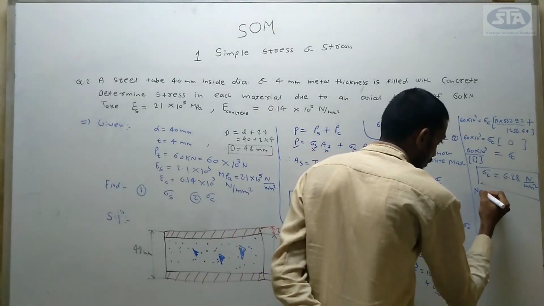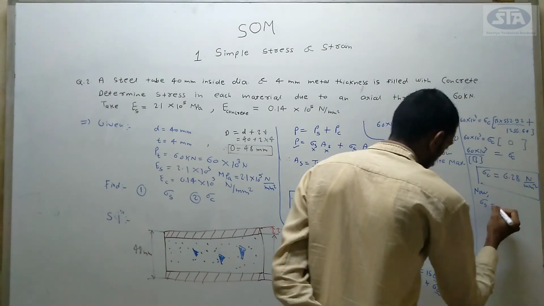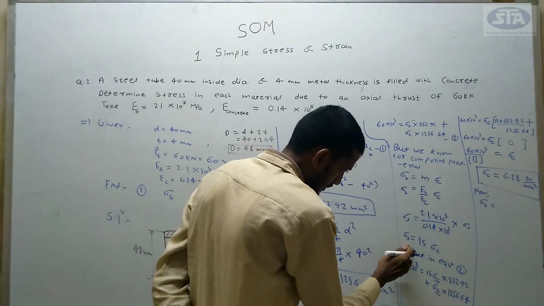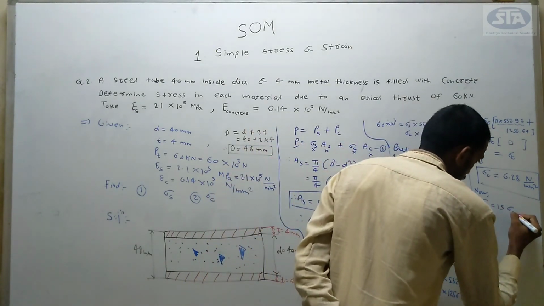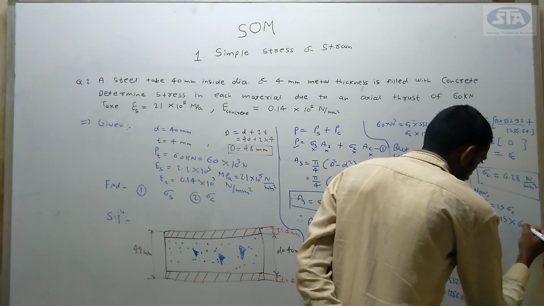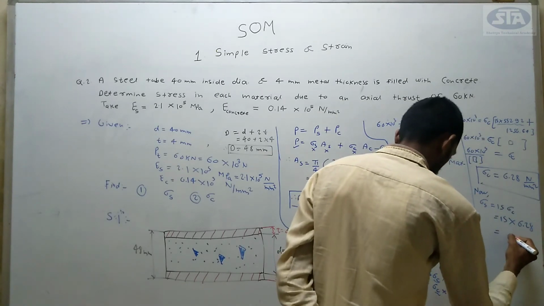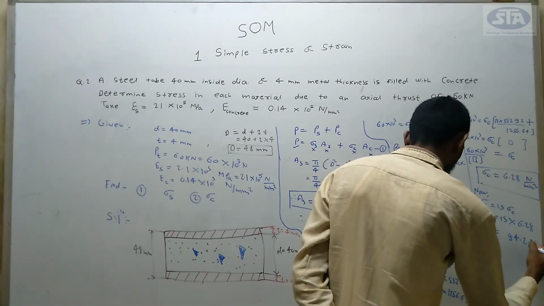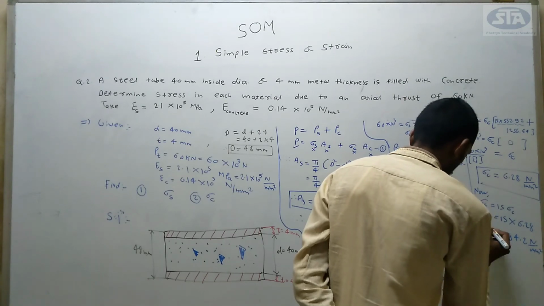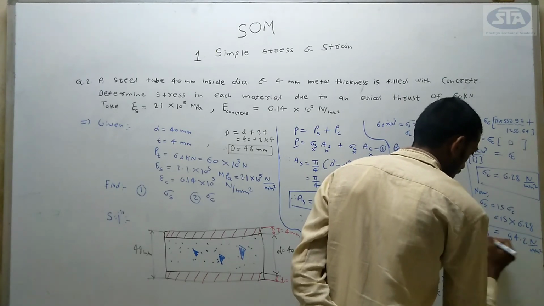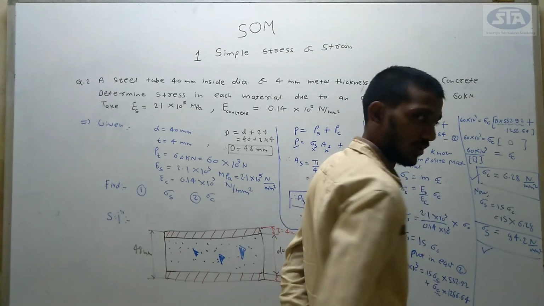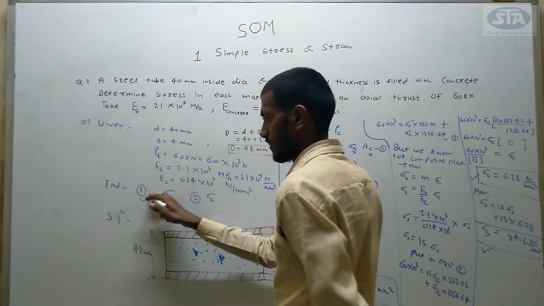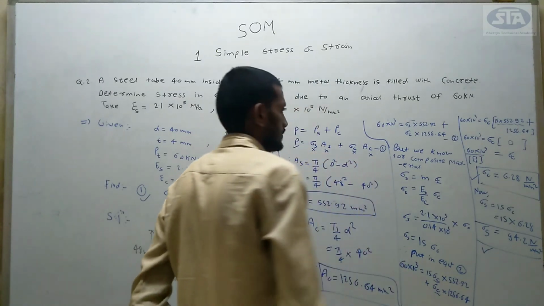Now we have to calculate stress in steel. We already calculated the relation: stress in steel is equal to 15 times stress in concrete, which is 15 into 6.28, and you will get the answer 94.2 Newton per mm square. This is called stress in steel. So now you have stress in steel and stress in concrete. Our aim is completed.